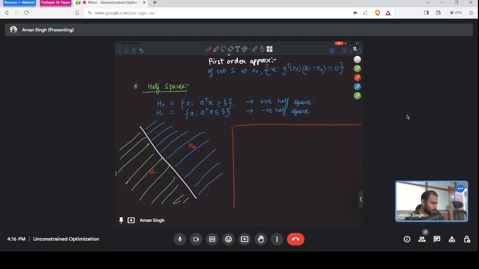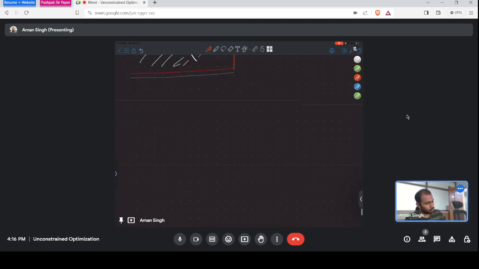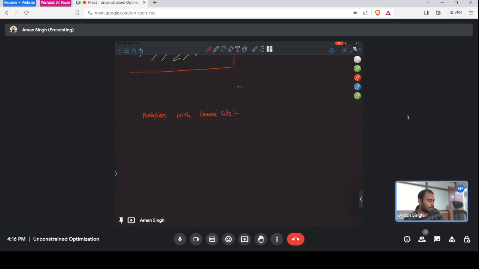So it turns out that half spaces and hyperplanes are all convex sets. So H is convex. This is a hyperplane, right? Hyperplane is a convex set. H plus, H minus are also convex sets. And we have known that their intersection is also a convex set.